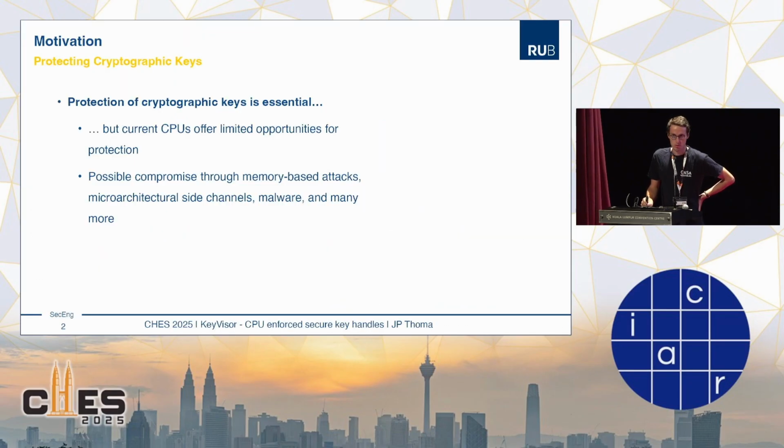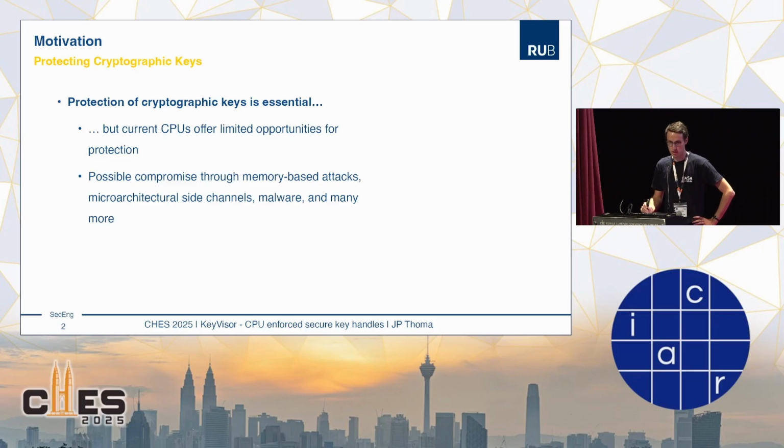As you all know, anything we do with cryptography, it's very essential to protect the cryptographic keys. No matter what kind of algorithm you're using, if you don't protect your key, then essentially the encryption is worthless. We noticed that current CPUs offer very limited opportunities to assist you with protecting the secret keys in hardware. They can potentially be compromised through memory-based attacks like buffer overflows, through microarchitectural side channel attacks, Spectre, Meltdown, or cache side channels, through any kind of malware and many more.